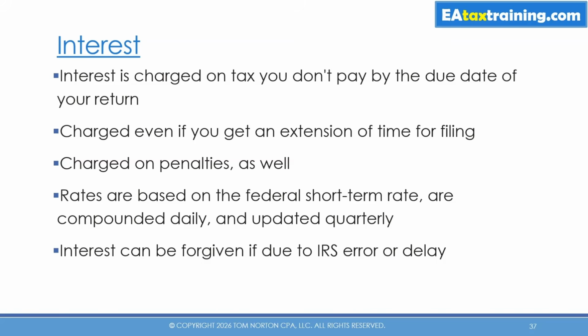They compound daily. They are updated quarterly. What that means is the IRS will announce every quarter, they put out these rates. They say these are the rates for this quarter for interest, and those are going to be based on what is called the federal short-term interest rate. Interest can, in some fairly rare circumstances, be forgiven so that you don't have to pay the interest, but that is only true if the reason for the delay in paying was due to an IRS error or delay. So we'll talk much more about that in part 3 of this course, but know that in certain circumstances, that interest can be forgiven, but I will tell you that does not happen very often.